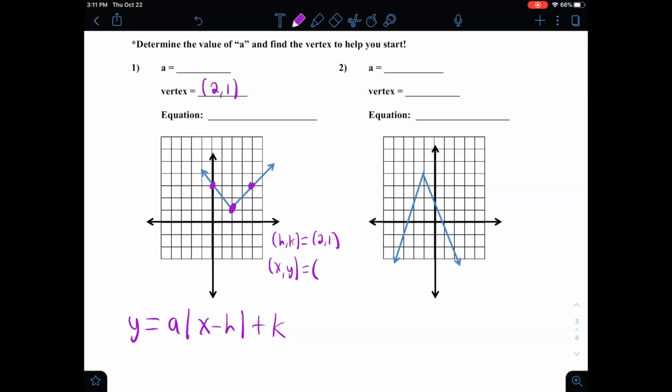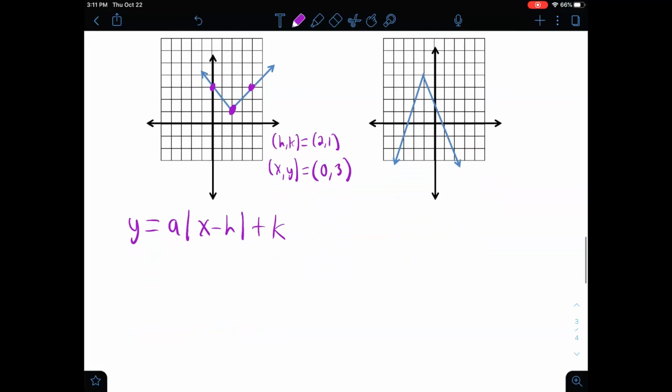So what point do you want to use? We're going to use this one or this one. I'm going to use the 0, 3. I think that's an easier one to plug in. So we're going to use 0, 3. So now we're going to take all of these, plug them in for x, y, h, and k, and then we're going to solve for a. It's going to be a nice little shortcut here.